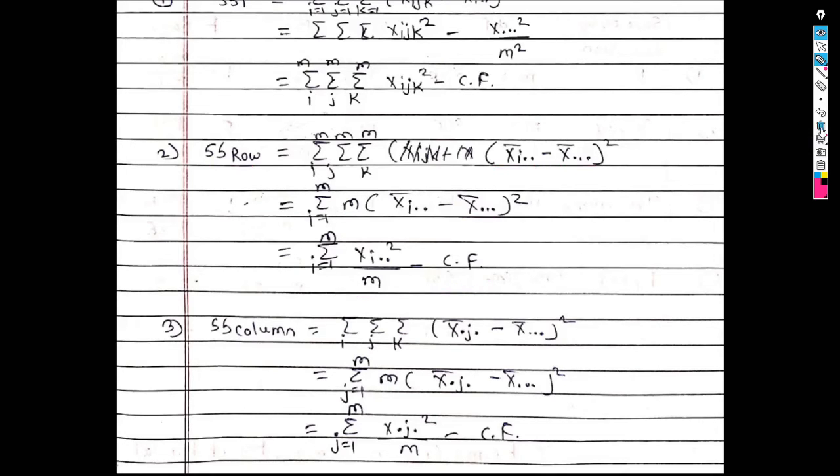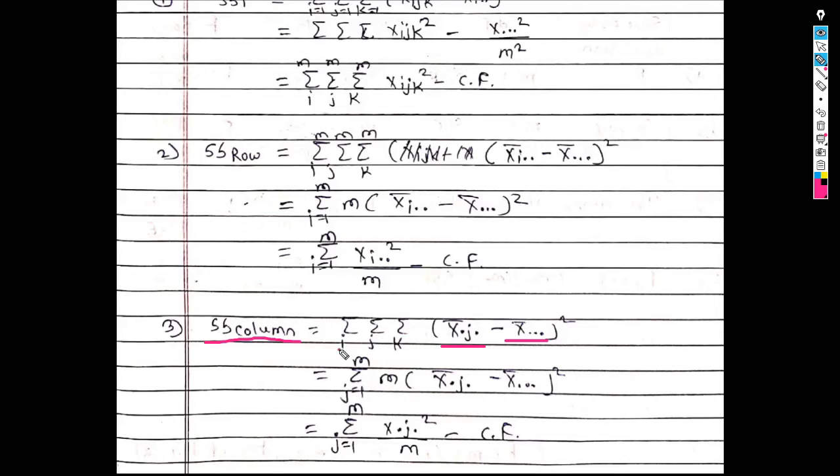Then our next term is sum of square due to column. Sum of square due to column is defined as summation over i, summation over j, summation over k in bracket x dot j dot bar minus x dot dot dot bar, bracket square. That is, sum of square due to column is the sum of square of difference between jth column mean minus grand mean.